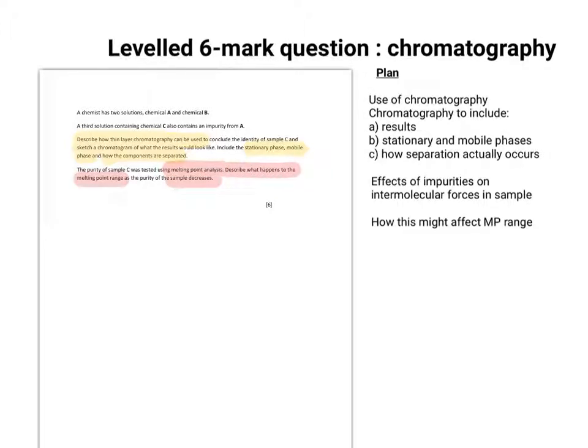If we think about what actually causes melting point, it's the intermolecular forces in your sample. So if there's an impurity present, how is that going to affect the intermolecular forces between molecules of your pure sample substance? And therefore, we need to think about what that's going to do to the melting point range. So quite a few things to consider, so let's get started on our answer.